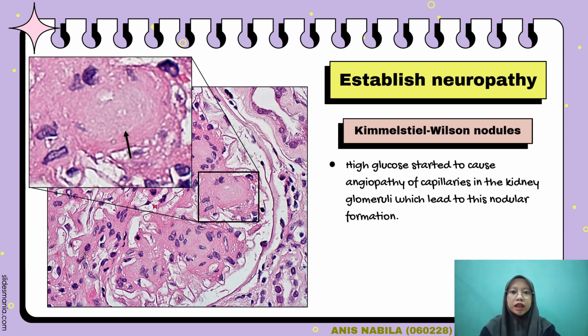High glucose starts to cause angiopathy of capillaries in the kidney glomeruli, as it decreases the elasticity of blood vessels and causes them to narrow, impeding blood flow, which leads to this nodular formation.